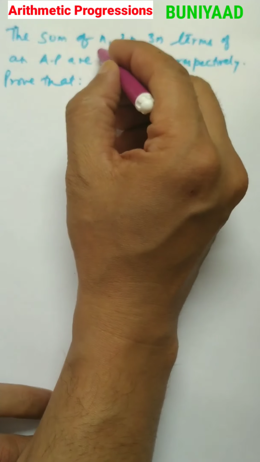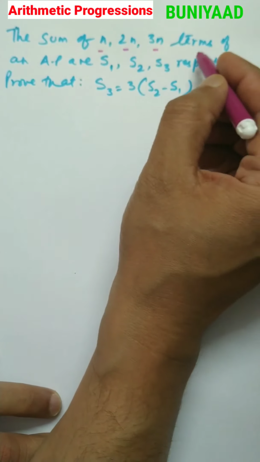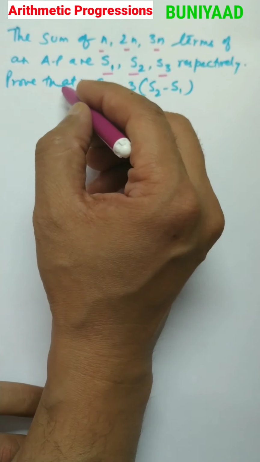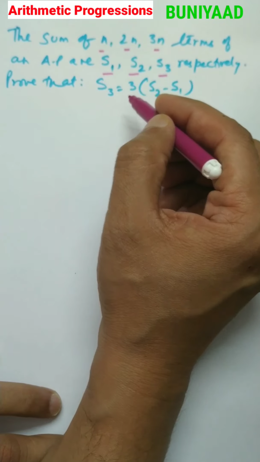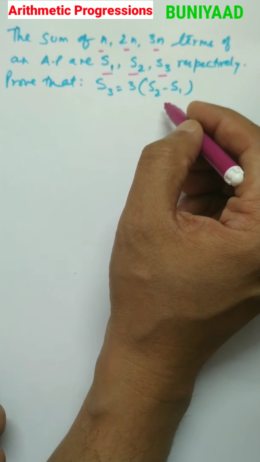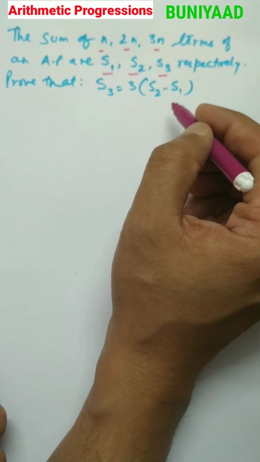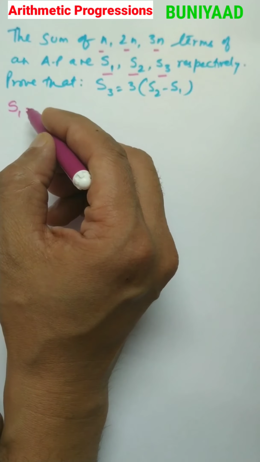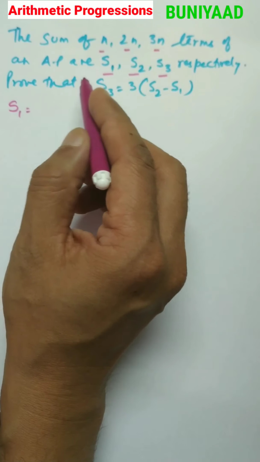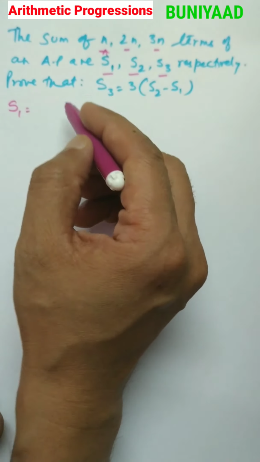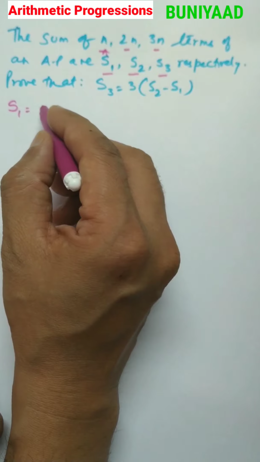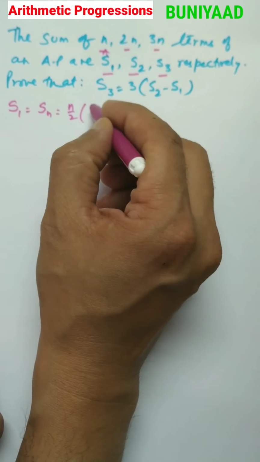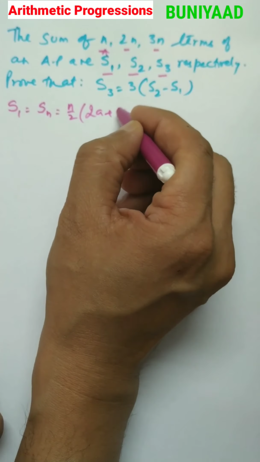The sum of n, 2n, 3n terms of an AP are S1, S2, S3 respectively. Prove that S3 equals 3(S2 minus S1). You have to prove. What is S1? S1 is the sum of n terms, so we can write n by 2, 2a plus (n minus 1) into d.